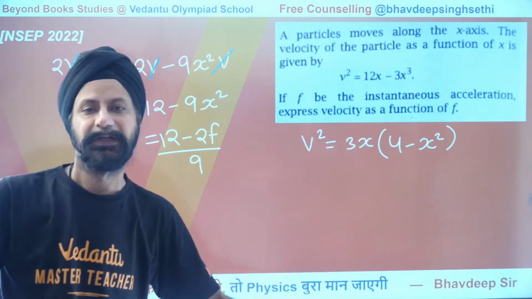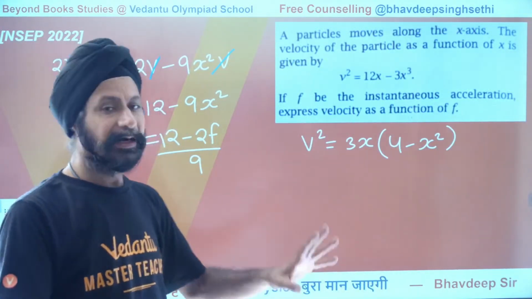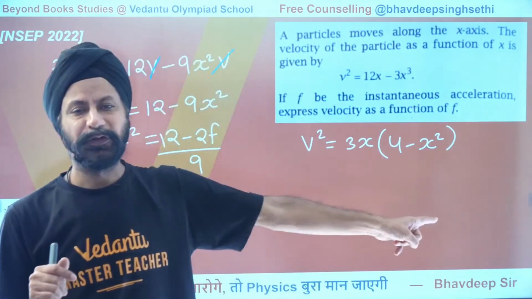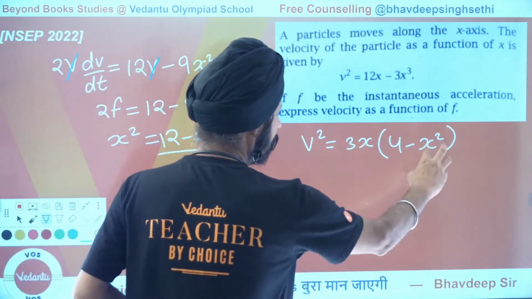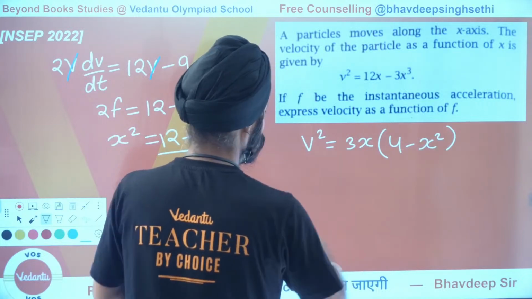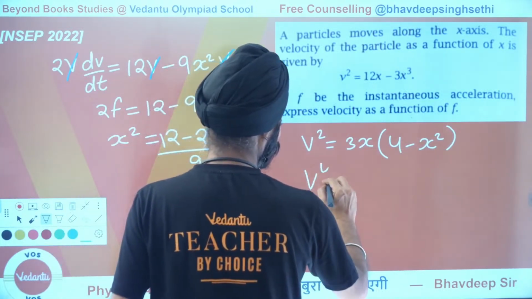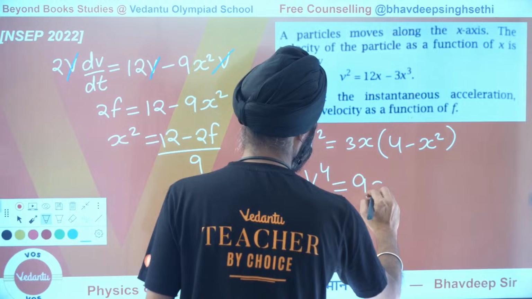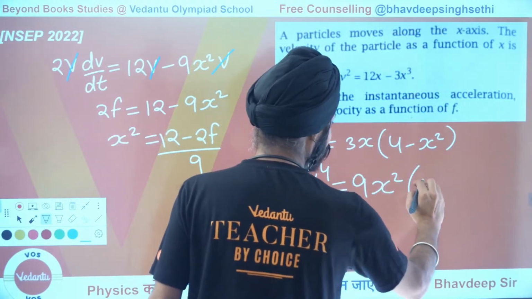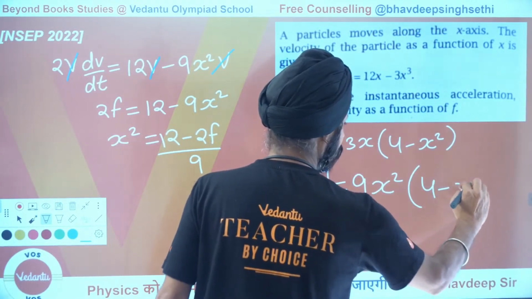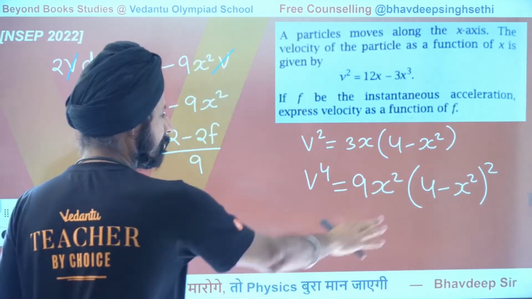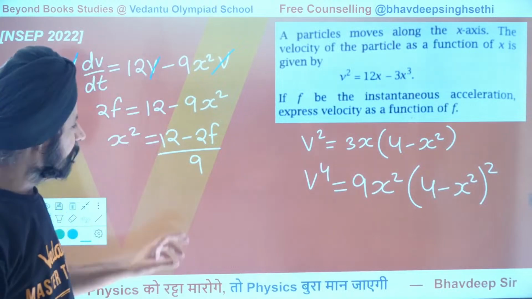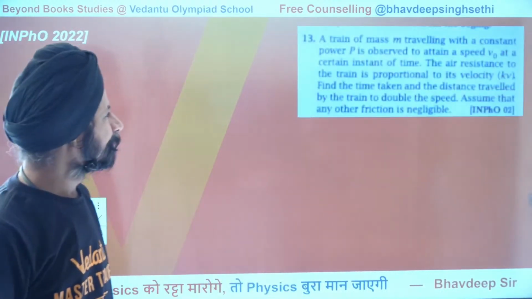That is your solution. And this is where I encourage you to proceed further and solve this. Just take this value of x squared and plug it in here. Then v to the power 4 is equal to 9x squared, you have x squared here, and then you will have (4 minus x squared) whole squared. Do not expand this. Just plug it in there. You will see the things will get simplified anyway.